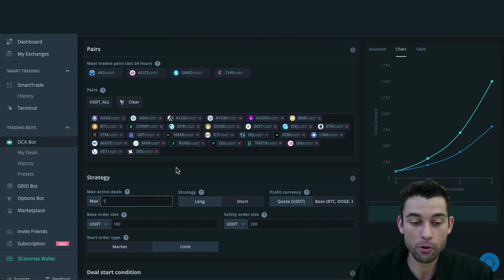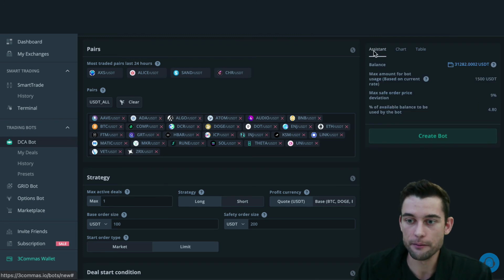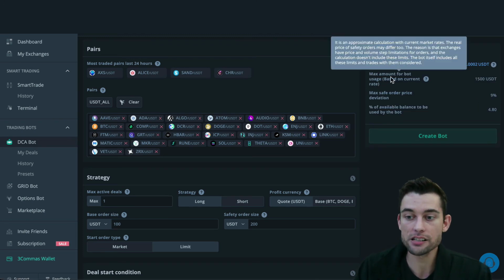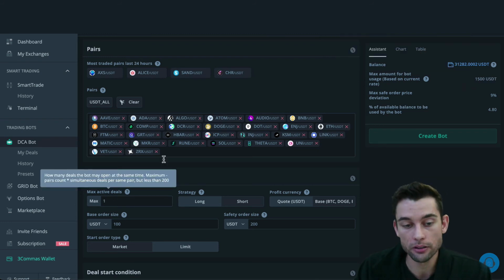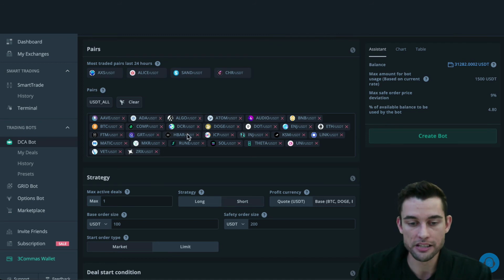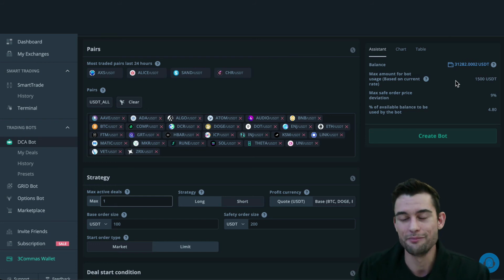Okay, so now we're back, and the answer, of course, is $1,500. And you can see that by going to this assistant right here. Max amount for bot usage based on current rate, $1,500. So if the maximum amount of deals is put on to this bot, right now it's only 1, $1,500 is going to be it. This is super important. This is extremely important information, which is why I'm going over it, by the way, because this is what you need to know to make sure that you are safely using the bots and you're not going to end up losing a whole bunch of money.